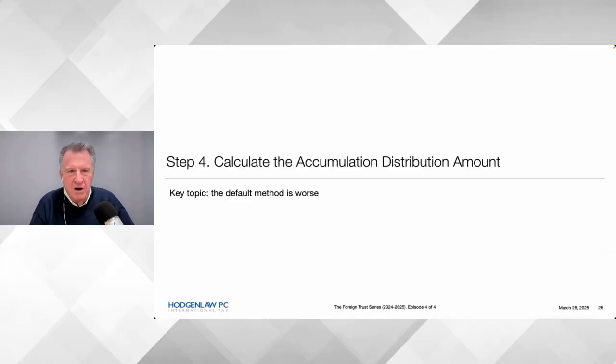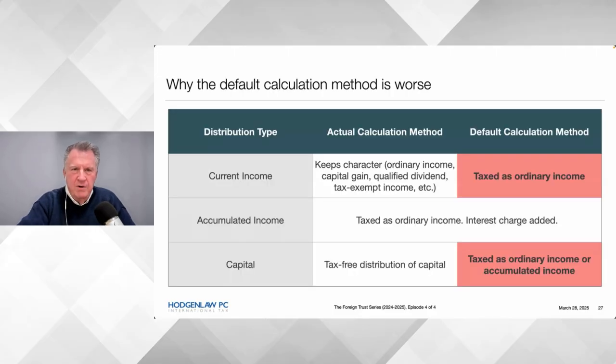Now, we've got the calculation method. We've selected which one we want to do. We know how much distribution we got. And now we're going to figure out, of that $125,000 in my example, where I'm going to run that $125,000 through both of these different methods and show you what the outcome is. But first, I want to show you why the default calculation method is going to be almost always worse than the actual calculation method. And look at these two things.